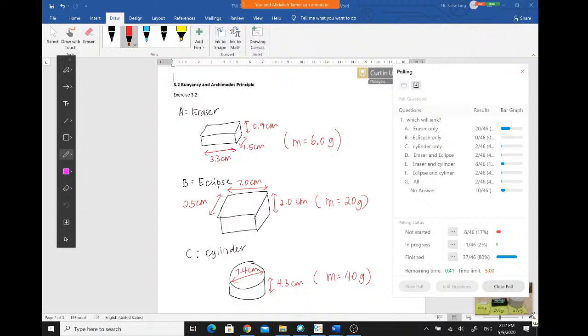Okay, so I guess the majority of you have already answered, and we have 21. Okay, around 50%. Only the eraser will sink down to the bottom, and we have quite a few mentioning the eraser and the cylinder might sink down to the bottom. Wow, everyone is a supporter of the Eclipse. The Eclipse will never sink down to the bottom.